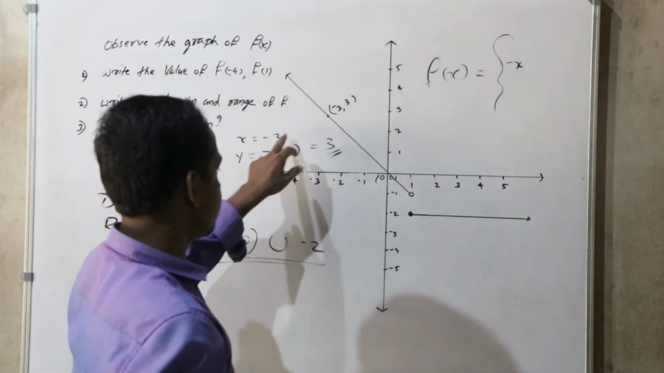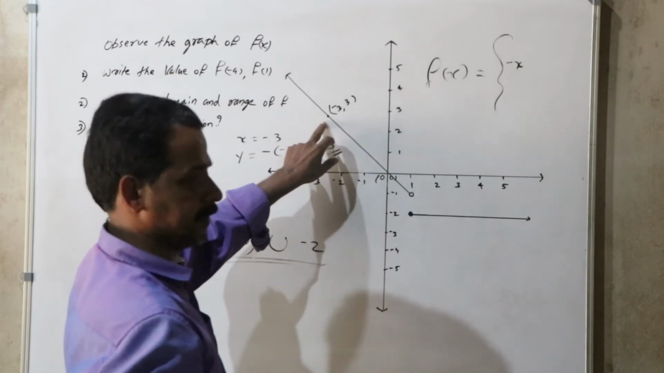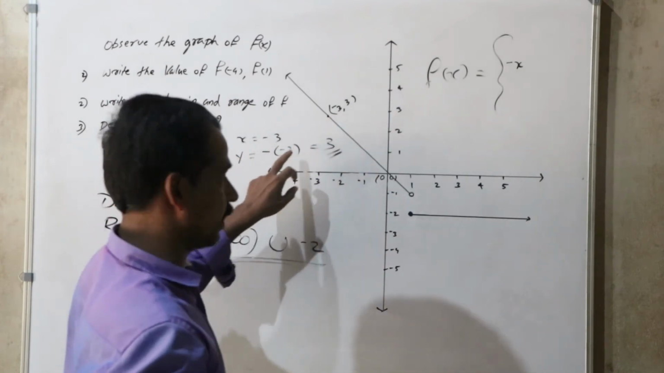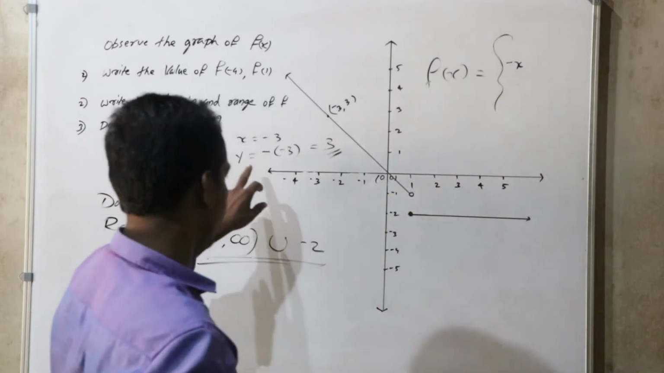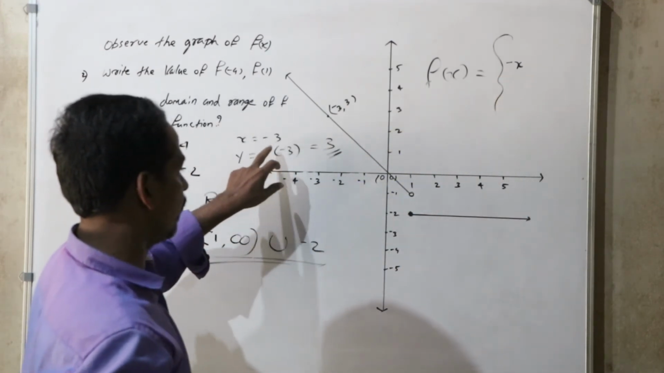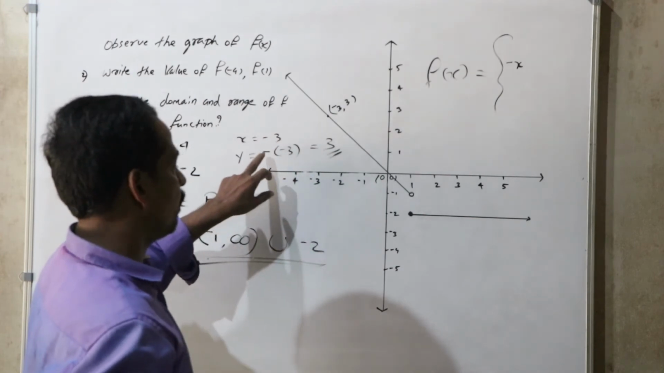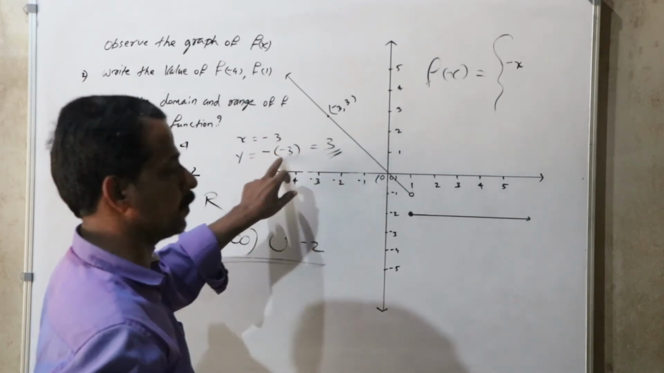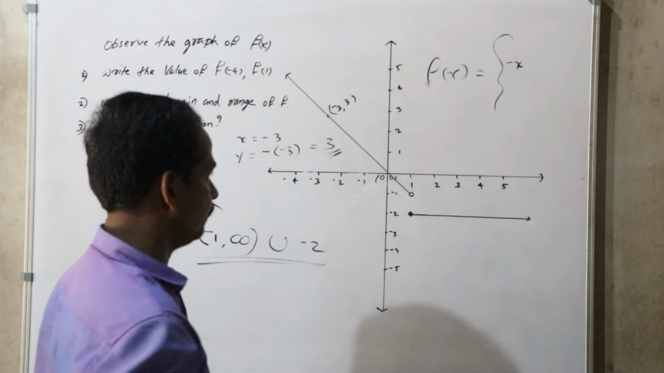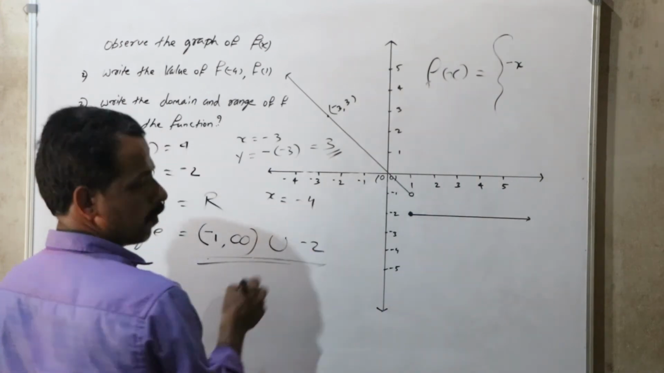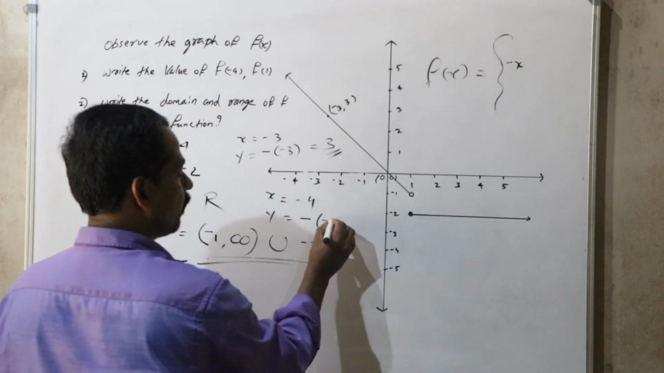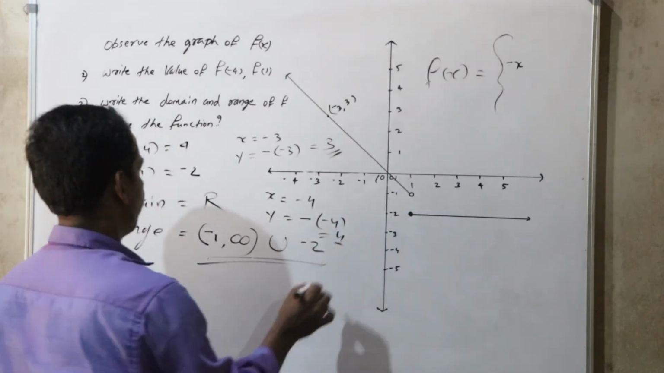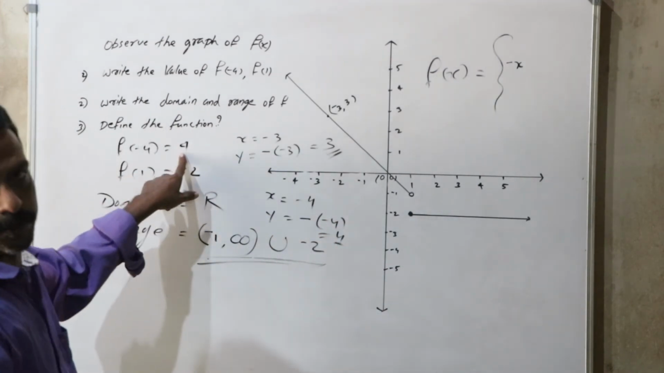Okay? x is equal to -3, this point. And y is equal to 3, meaning minus the value of x: minus into minus -3 is positive 3. Look here. x is -4, y is equal to minus into -4, which is equal to positive 4.